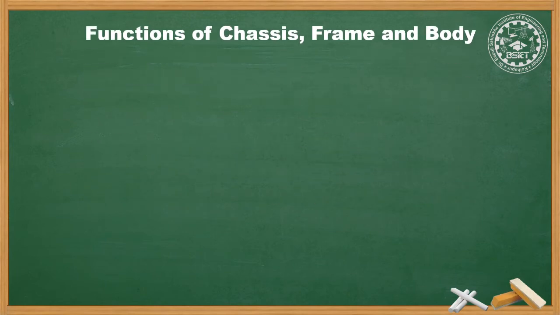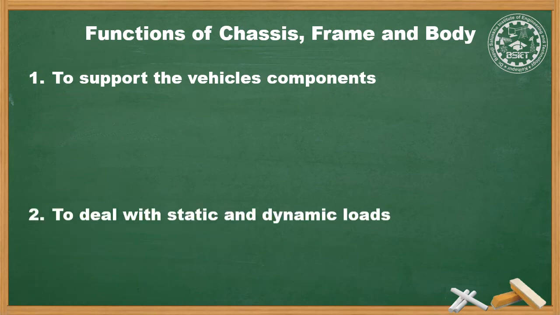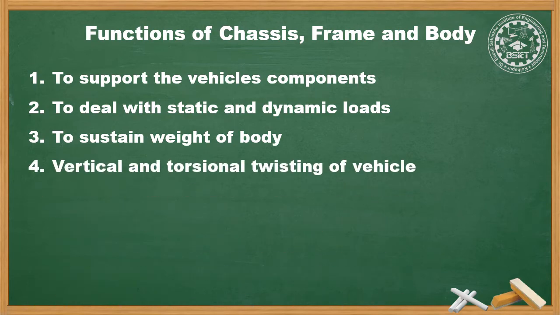Functions of chassis, frame and body. The main functions are as follows. Number 1, to support the vehicle components and body. Second, to deal with static and dynamic load without undue deflection or distortion. Third, to sustain the weight of body, passenger and cargo loads. Fourth, vertical and torsional twisting transmitted by going over uneven surfaces.